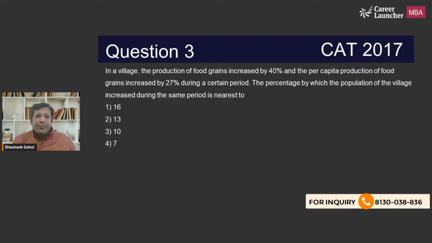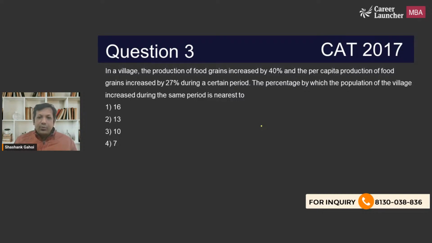In a village, the production of food grains increased by 40%, and the per capita food production of food grains increased by 27% during a certain period. The percentage by which the population of the village increased during the same period is nearest. So there are multiple ways to solve this question.